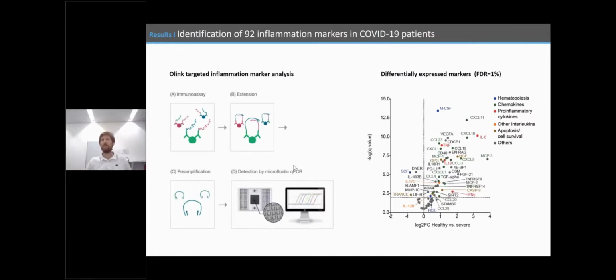And so we then compared which of those cytokines, chemokines are differentially expressed, comparing the healthy versus severe disease cases. And you can clearly see how pro-inflammatory cytokines such as IL-6, TNF, IL-18, or interferon gamma are actually significantly upregulated compared to the healthy controls. And overall, we analyzed 92 inflammation markers.